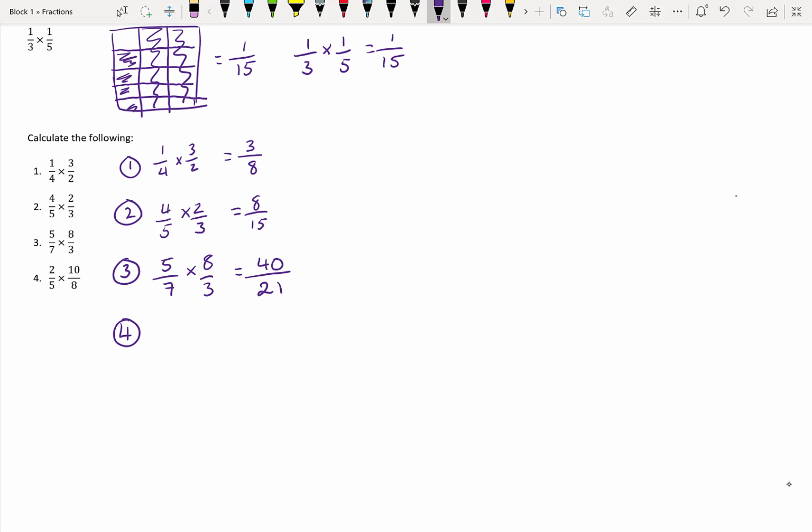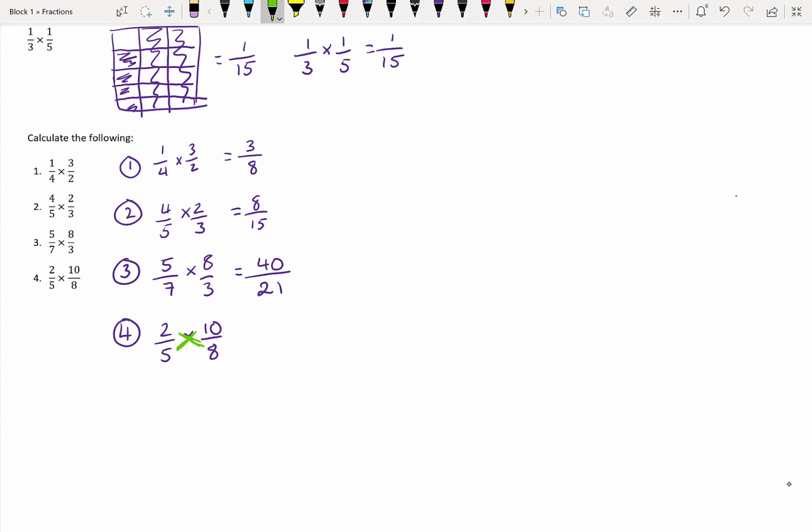Now, the fourth one brings us on to an interesting bit. I've got 2/5 multiplied by 10 over 8. Now, what we can do before we multiply them together is check and see if our numbers can be simplified. And we can do that in the same direction as my multiply symbol goes. So I can take the ones that are essentially opposite each other. So I can connect up my 2 and my 8. And again, when we're working out which ones we can connect, our line should make a multiply symbol.